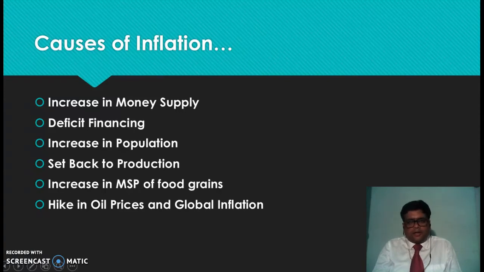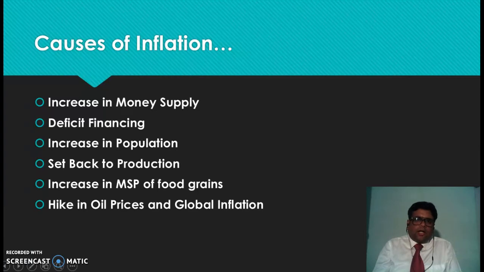Then, setback to production. We are an agriculture economy. Our economy is known as an agrarian economy, and in this type of economy, even today we are still dependent upon the natural climate for better production. So sometimes due to natural calamities, we face certain setbacks in production. Those setbacks to production also give rise to less supply and more demand. Again, the situation of inflation.